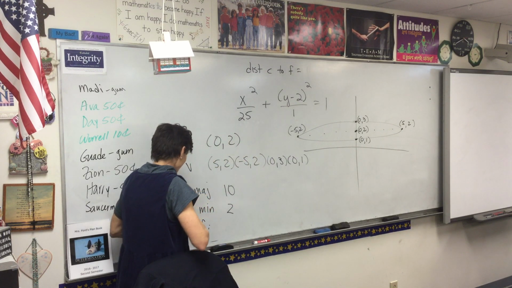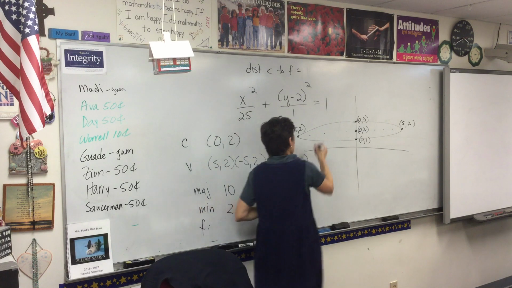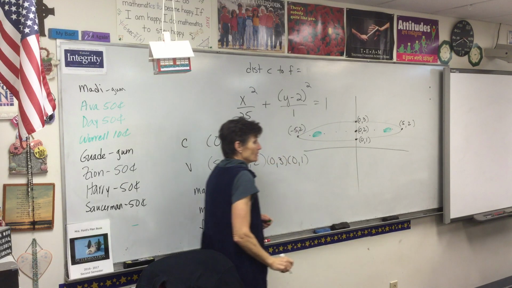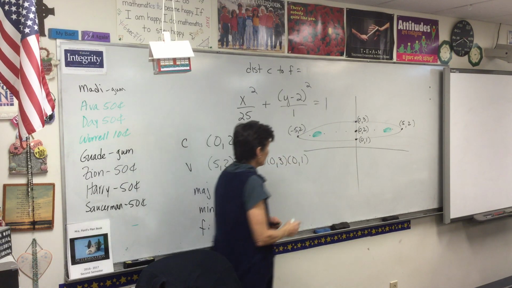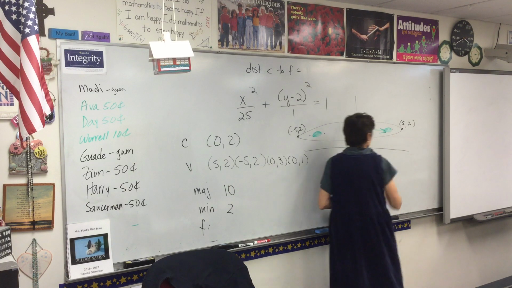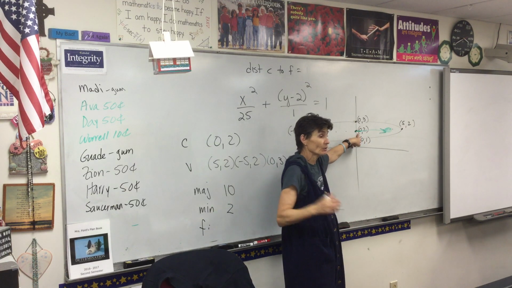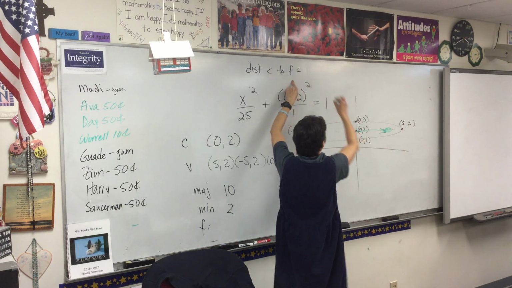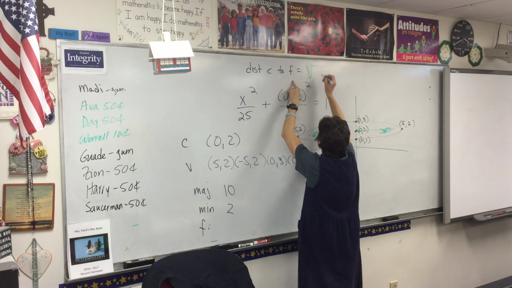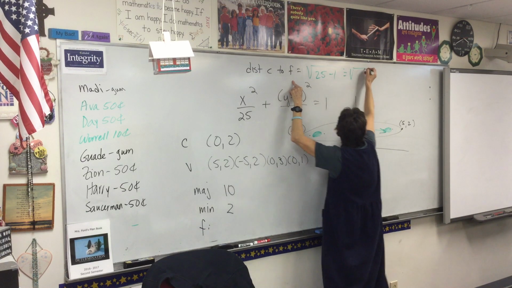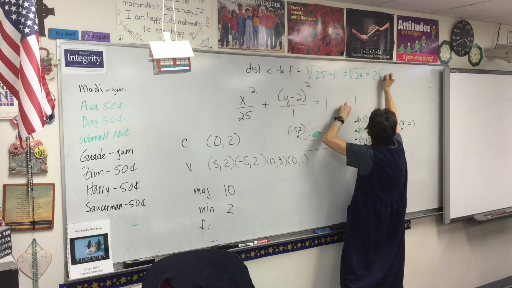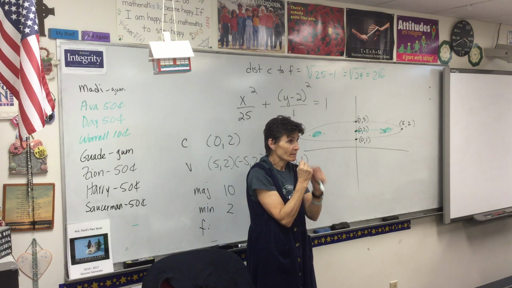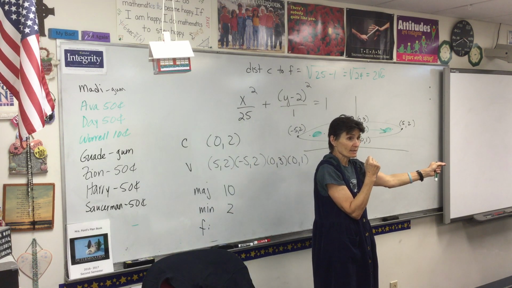Okay, foci, always on the major axis. So they're out here somewhere. I will know what they are if I know what this distance is. I'm going to start at my center, and I'm going to count that way. What is the distance from the center to the focus? So you have 25 minus 1, which is 24, or 2 root 6. So start at your center point and add 2 root 6.